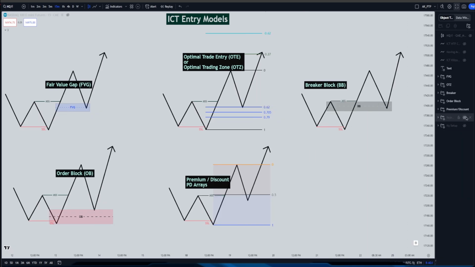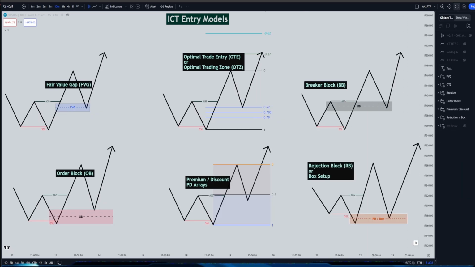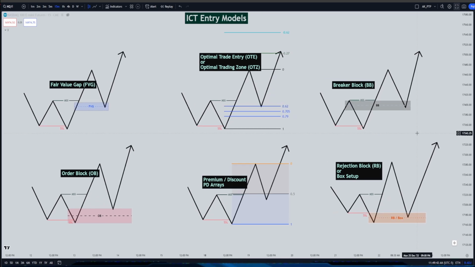The other way is the rejection block or the box setup. I said rejection block or box setup because the box setup is a bit different from the rejection block, but mostly they represent almost the same thing. These are two different methods, but I'm covering them as one thing because I really don't use that method.